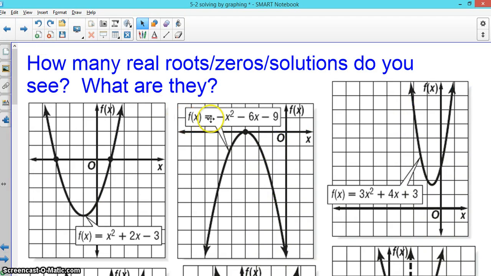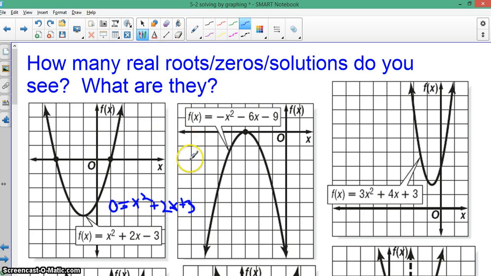So how many real roots, zeros, solutions? How many do you see? So on the first one right here, if we were to solve, in fact, I should probably write it in, at least on the first one. If we were to solve this equation, 0 equals this expression plus 2x plus 3, the solutions to those are these x-intercepts. Okay, so there's two solutions. There's two x-intercepts.